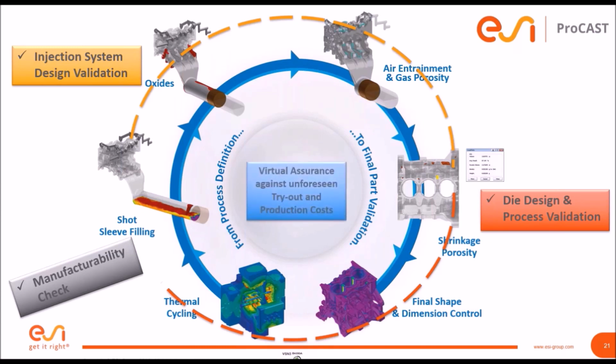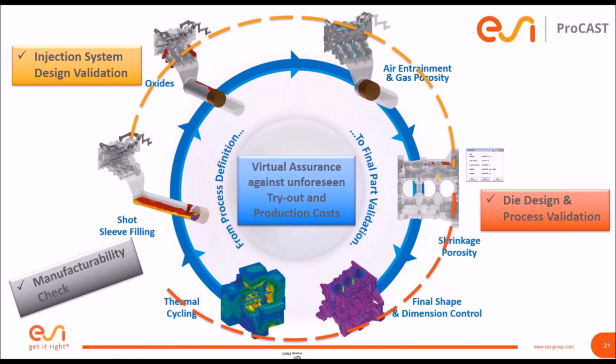So finally, ESI ProCAST acts as a virtual assurance against any unforeseen tryout or production costs. This is the whole purpose: to enable our customers to know all these unforeseen problems much before, so that one can innovate and cast with confidence to deliver premier quality castings.